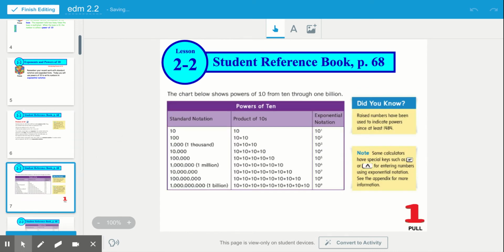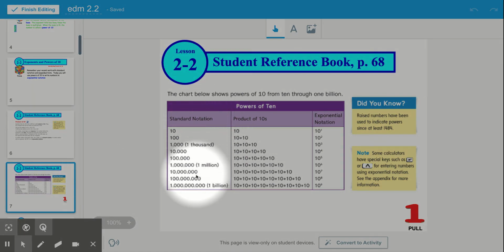This is also on page 68 in the student reference book. It's a chart that shows the powers of 10 from 10 through 1 billion. If you take a look, this column right here on the far left has standard notation. We see we go from 10 to 100 all the way up to 1 billion. In the middle column, we have the products of 10. So we have the multiplication problems. We know that 10 is just 10.